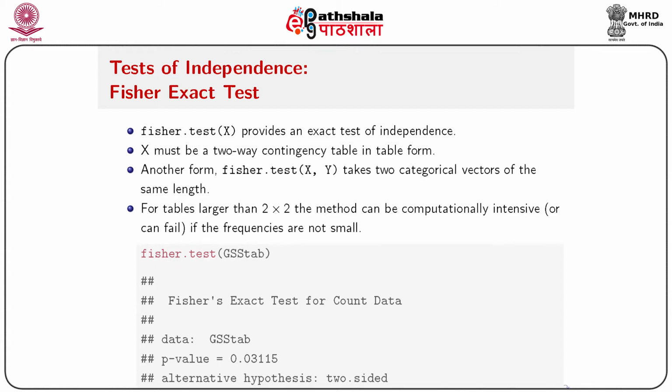Next, we move to Fisher exact test. The fisher.test provides an exact test of independence. X must be a two-way contingency table in table form. In another form, fisher.test(x, y) takes two categorical vectors of the same length. For two-way tables you can use this particular function. For example, methods for tables larger than 2 by 2 can be computationally intensive if the frequencies are not small.